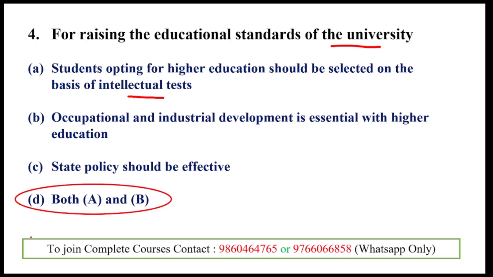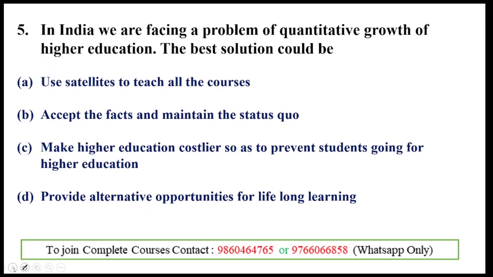Okay, and the next one. In India, we are facing a problem of quantitative growth of higher education. The best solution could be, so in India, we are facing the problem of quantitative growth only in number, not in quality. Quality in the sense of the quality of the program and also the quality of the students after completing a particular course. And what should we do? The best solution to correct this problem.